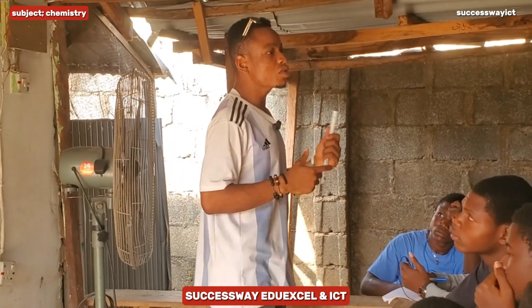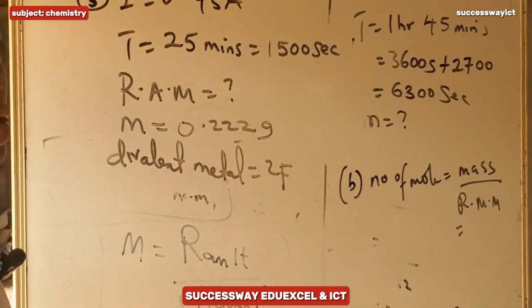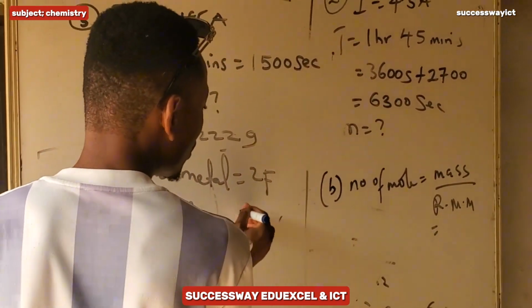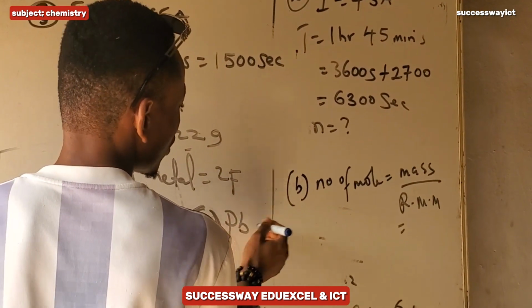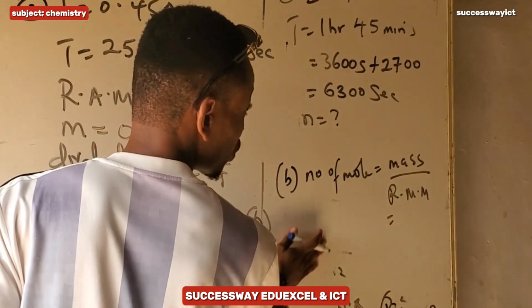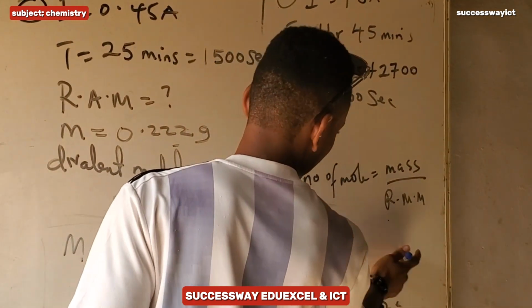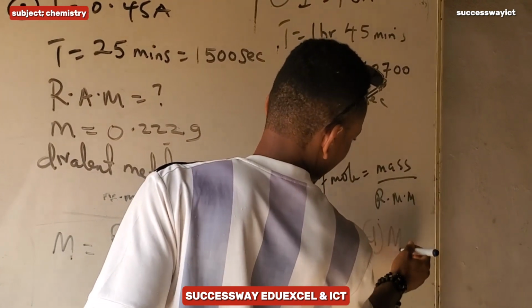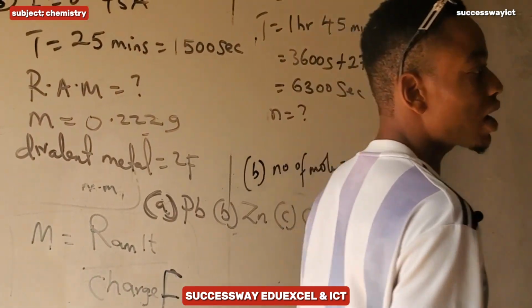I can even give you options. When you solve it, give me the answer. What is that metal? I've already figured out the answer by looking at it. What will be the answer to that question? Option A, Pb. When you solve it, you tell me the name of the metal. Option B, Zn. Option C, Cu. Option D, Mn. Lead, zinc, copper, manganese.